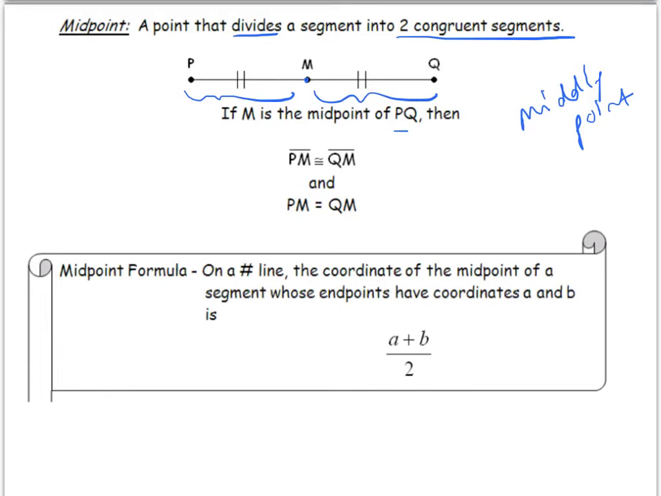When we're talking about just simple points on a number line, they're going to ask you to find the midpoint, the middle point between 2 points on a number line as well. So on a number line, the coordinate of a midpoint of a segment whose endpoints have the coordinates of A and B is just simply (A plus B) over 2. I like to think of this as just averaging out, figuring out where is the middle point. And to figure out average, you add things together and then divide by however many there are. In this case, we have 2 points, a beginning point and an end point. If I add them together and divide by 2, I will find my middle point, the average point.